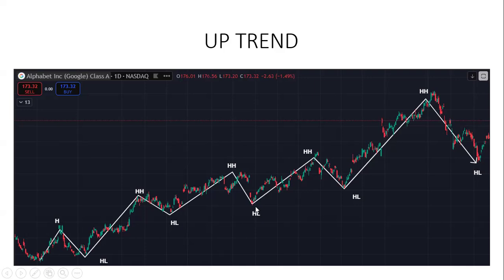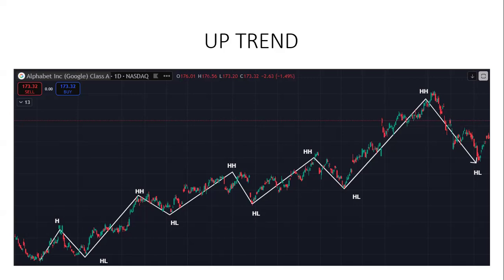Now it comes and makes a low, but which is higher than this. So hence it is a higher low. Again, it goes up, makes a higher high, then there is a pullback, makes a higher low, then goes up, higher high, then there is a pullback, which makes a higher low. So in an uptrend, the stocks follow high, higher low, higher high, higher low, higher high, higher low, higher high, higher low. It keeps on following this pattern in an uptrend.